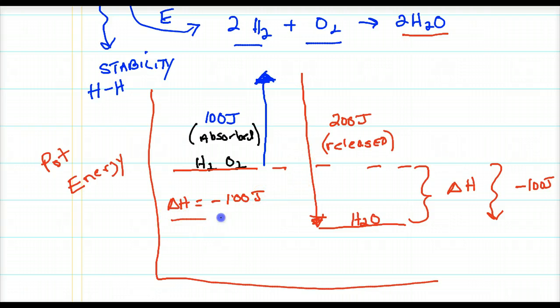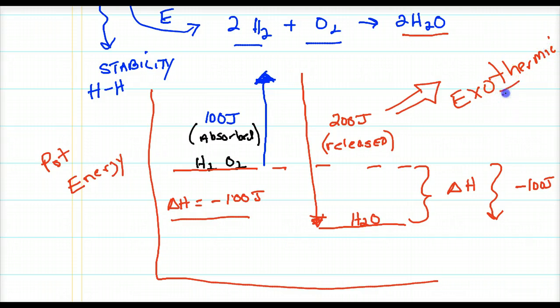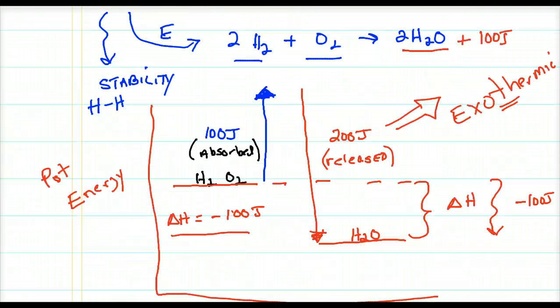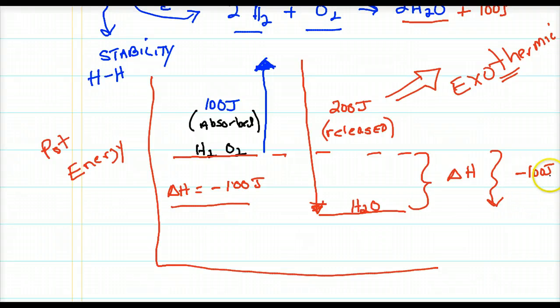What does that tell me? Well, how did I lose more energy than I had? I must have released it. This is an exothermic reaction. Notice the word exo. Heat is exiting. Why is it exothermic? Heat was released. And what we do in chemical reactions is we write the heat on the product side. So this would be 100 joules. Notice it's positive. Heat's positive, but my delta H is negative because it shows a change.